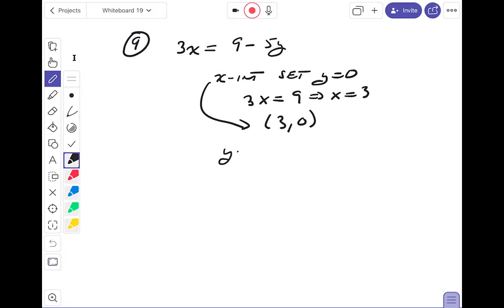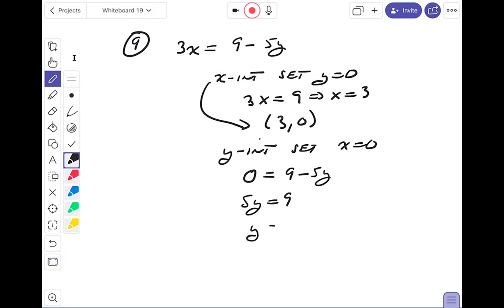Let's do the y-intercept. They said find it. We're going to look for it. Set x equals 0. What do you get? Well, 3 times 0 is 0. 9 minus 5y. This is more difficult. 5y is equal to 9, or y is equal to 9/5. Let's write the point down. The point would be 0, 9/5.